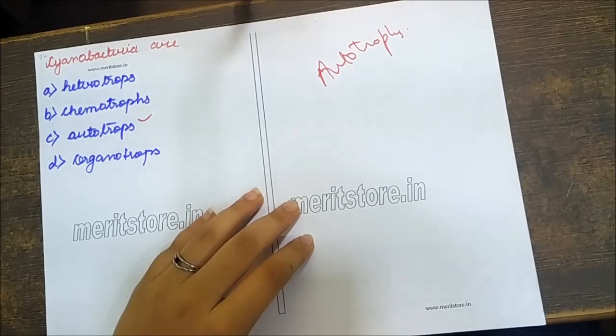Cyanobacteria are photosynthetic gram-negative prokaryotes. They have chlorophyll a and are probably the major primary producers in the world's oceans. Hence, they are autotrophs.